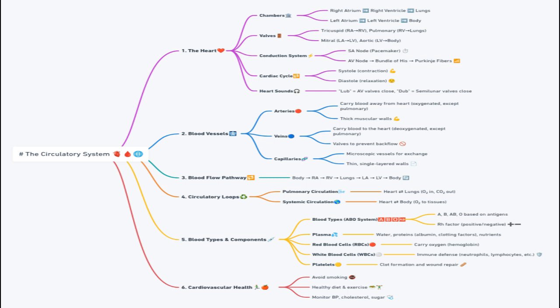So basically, from the sinoatrial node to the atrioventricular node, if the sinoatrial node is not working, that's an SA node heart block. The atrioventricular node will take over the function and cause bradycardia, that's a decrease in the heart rate. And from there to the atrioventricular bundle, the bundle of His, the left and right bundle branches, then from there to the Purkinje fibers.